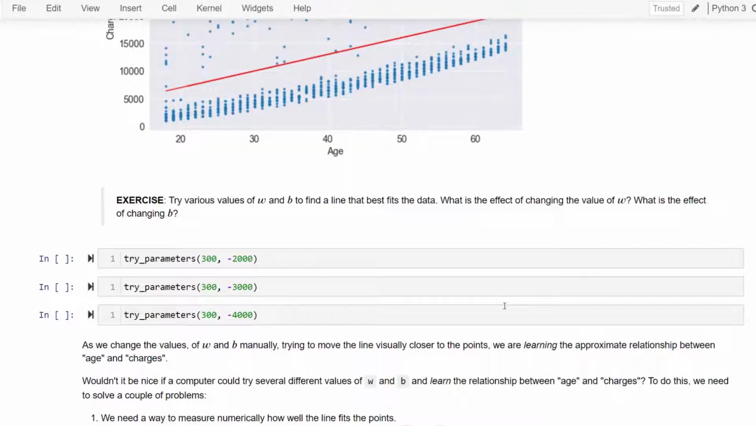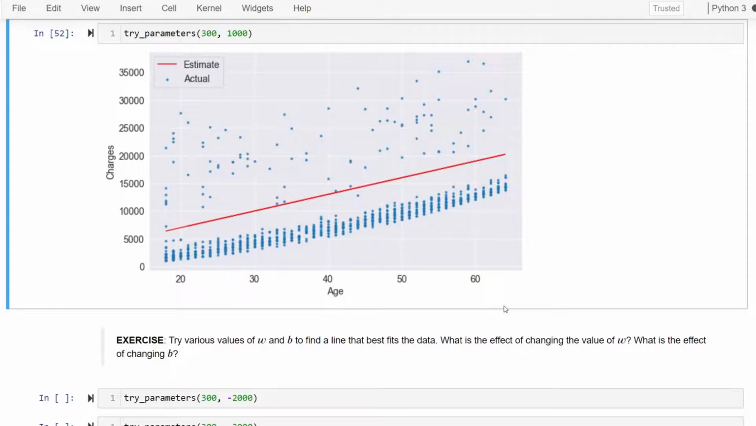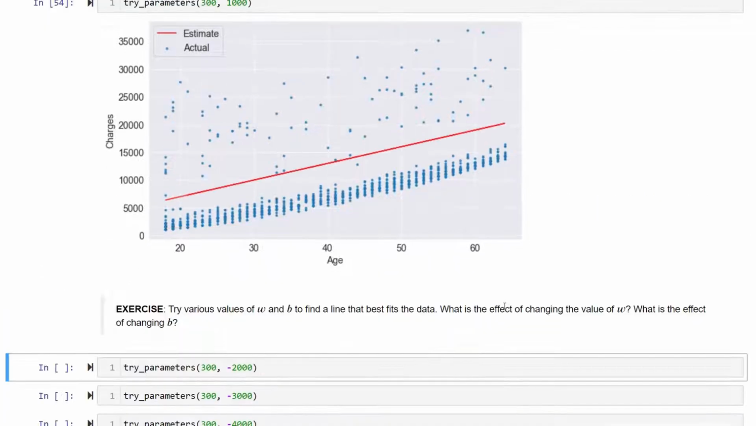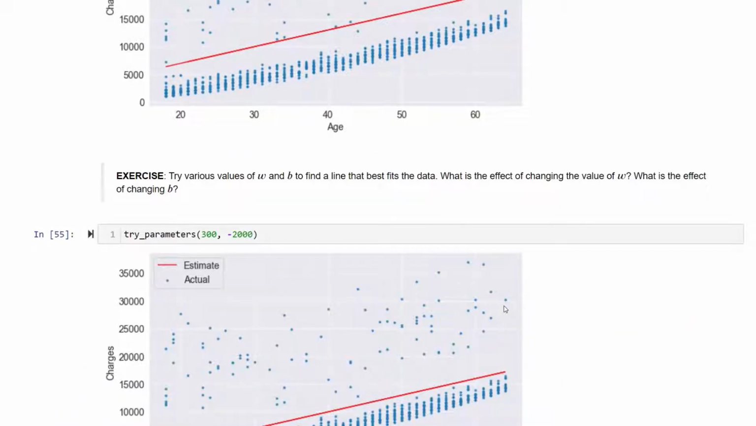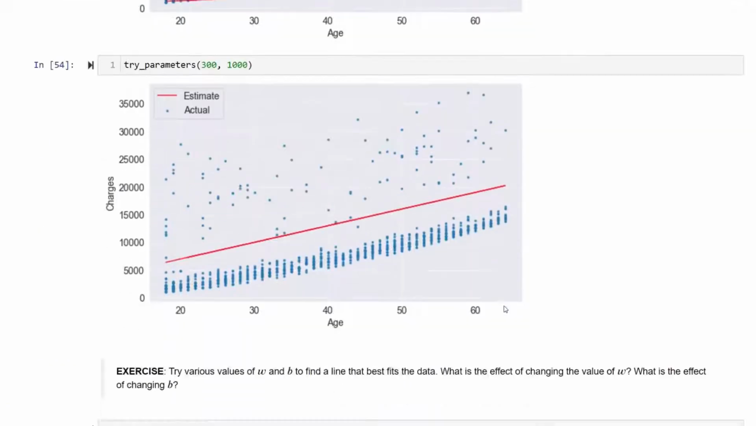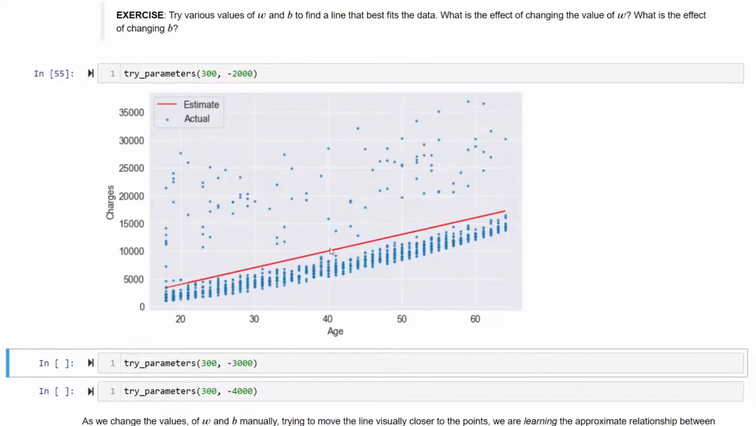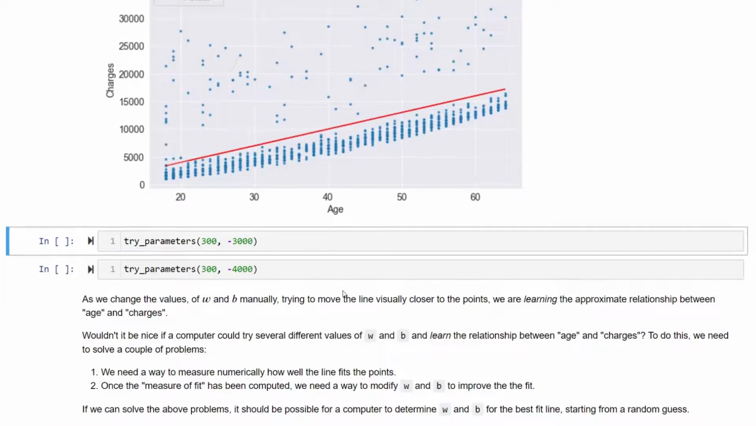Okay, the exercise is to try various values of slope and intercept to find the best line that fits the data. So what is the effect of changing the value of W? What is the effect of changing B? There might be many ways the line changes from slope to intercept. So we can try different parameters, such as 300 comma minus 2000. The intercept might be a negative value. Okay, it's somewhat better. The estimated value can cross and reach again, and we can check again.